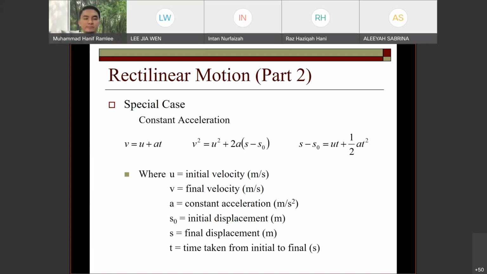This is the basic equation that you will utilize to solve the problem.